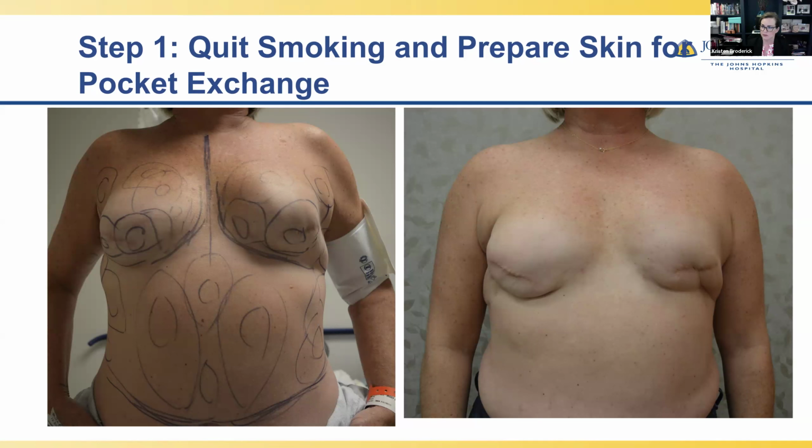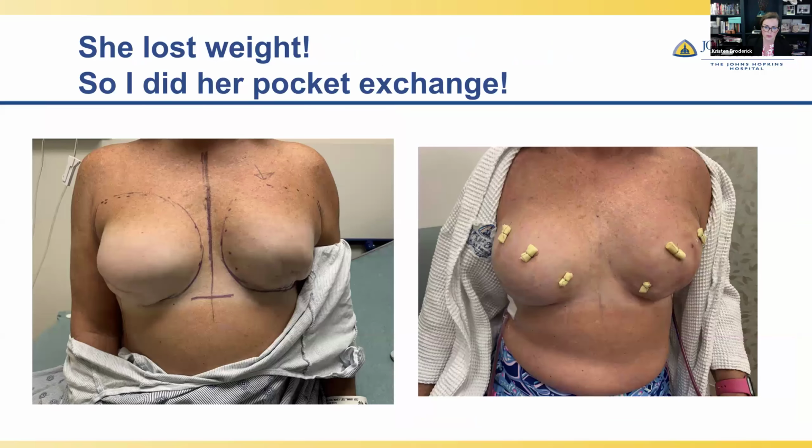So this is before we did the pocket exchange, where I just did some liposuction, transferred that up to the top to help thicken that skin and make it much more amenable to getting her pocket transposition. She went home, she lost some weight for me, and she also stopped smoking. And so we were able to transition her to above the muscle.